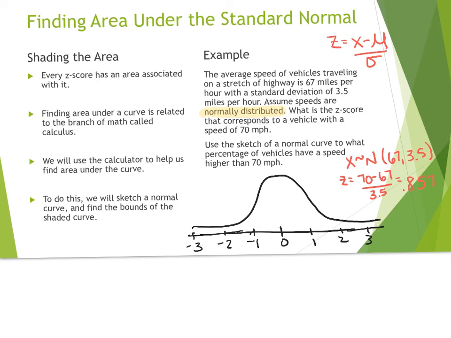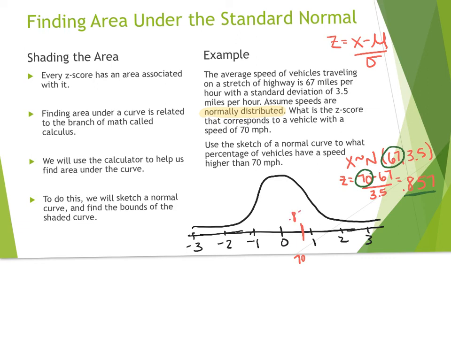Now let's talk about the z-score real quick. Notice the z-score is positive. Well, why is it positive? It's positive because the value 70, with respect to the mean 67, is going to lie above the mean. Well, how far above the mean is it? It's 0.857 standard deviations above the mean. So that means it's a little bit less than 1 standard deviation. So here's the z-score for 70 miles per hour.